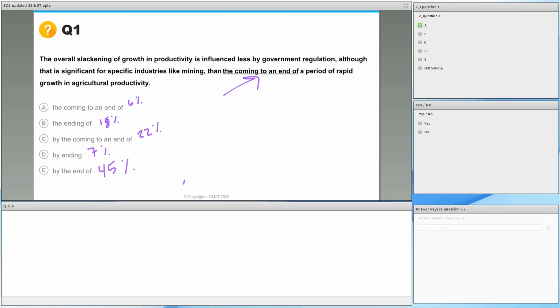And think about that meaning discussion we had. What does "by the coming to an end of" mean versus "by the end of" mean? Which answer is going to be the best answer? About 5 seconds. I'm going to end the poll.